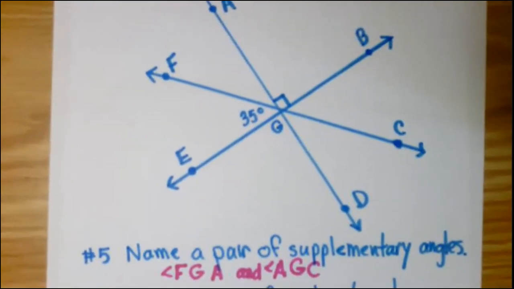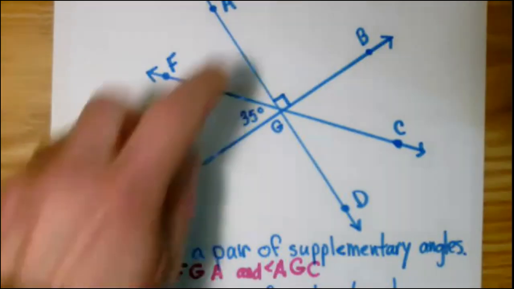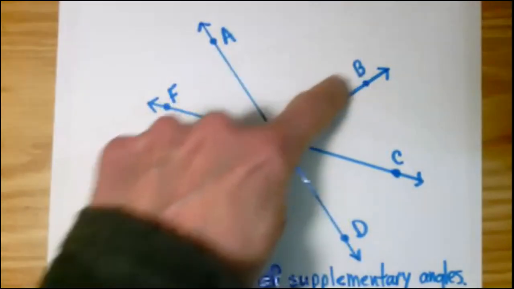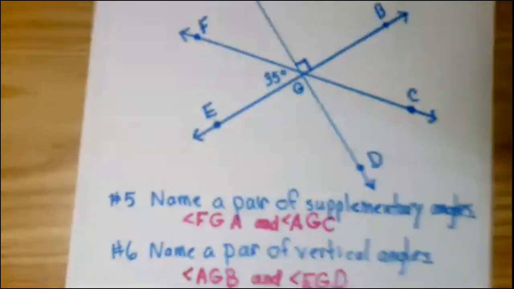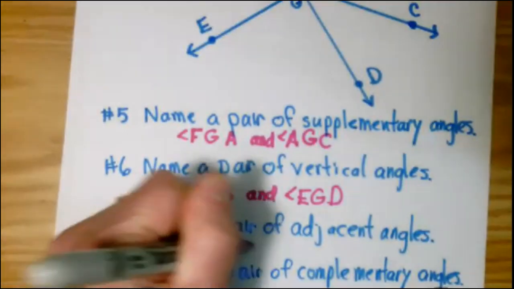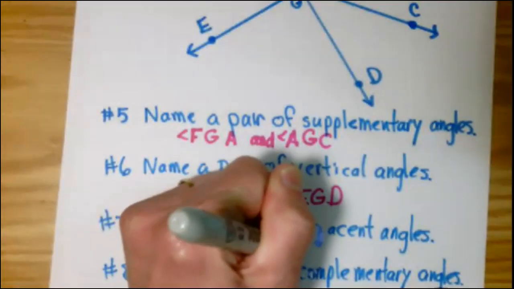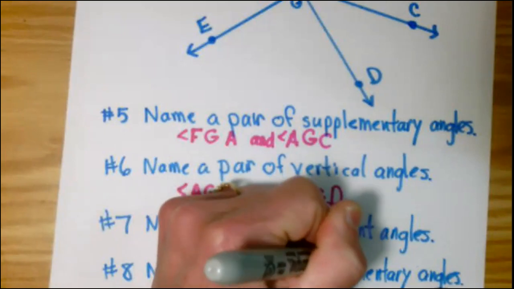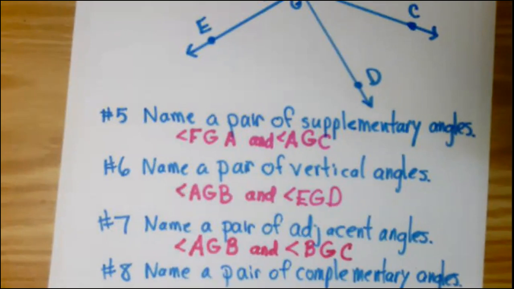Let's pick a few. So let's pick AGB and BGC. Okay? Angle AGB is adjacent to angle BGC. Okay? Many more you could pick.